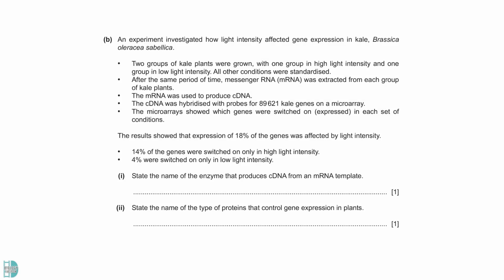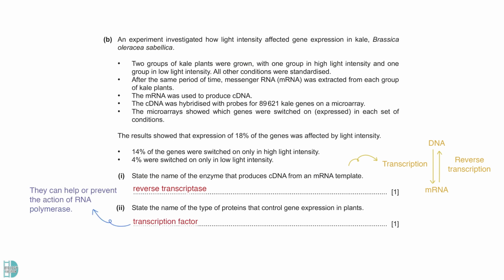B discusses microarrays. They were used in an investigation to compare the gene expression of cows grown in high and low light conditions. The process is called transcription, when DNA is used as a template to synthesize mRNA. The opposite reaction is called reverse transcription. The enzyme involved is called reverse transcriptase. Transcription factors are proteins that control gene expression in plants. They can help or prevent the action of RNA polymerase.